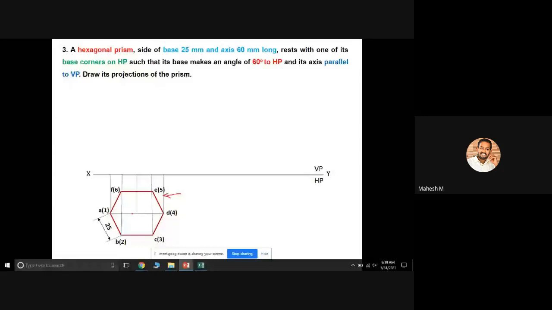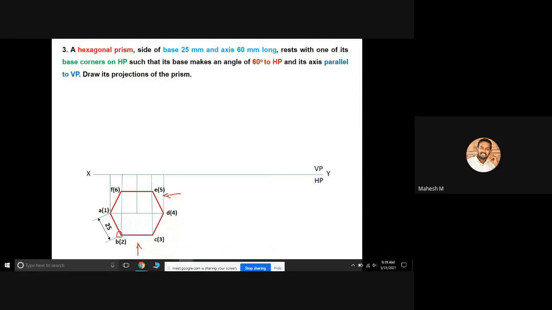So if you are looking from this direction, you are able to see this corner, and you are able to see this corner and this one, and finally you are able to see this corner. So f of 6 and e of 5 can't be seen. So you have to draw these two corners with a dotted line.